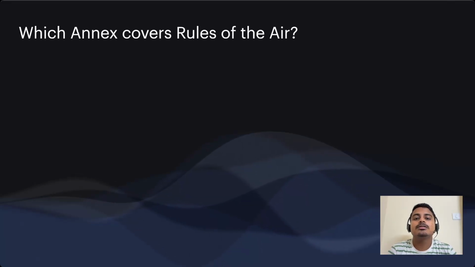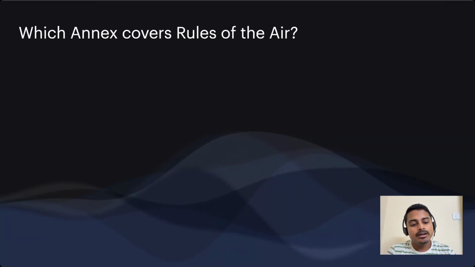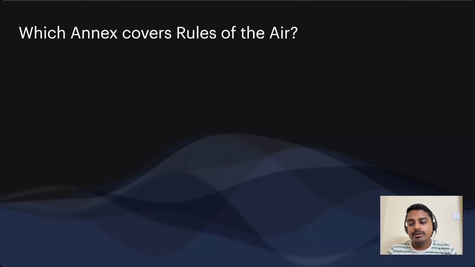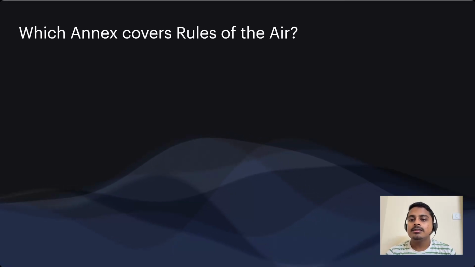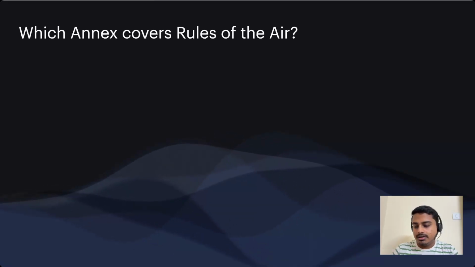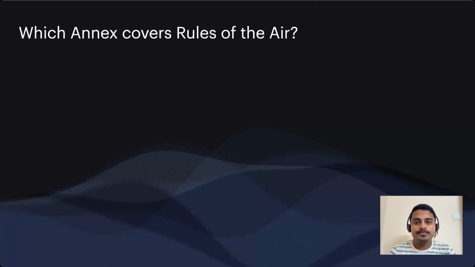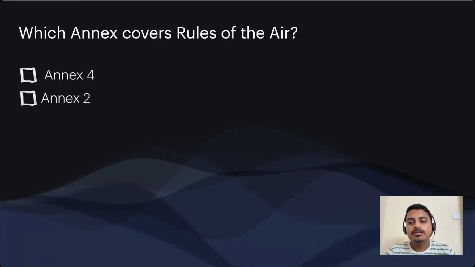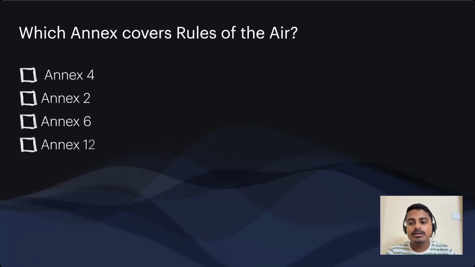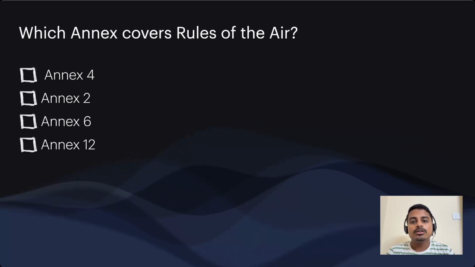Which annex covers rules of the air? Again, as I mentioned, it is very important to remember all these annexes and their corresponding roles. Is it Annex 4, Annex 2, Annex 6, or Annex 12? The correct answer is Annex 2, which talks about the rules of the air.